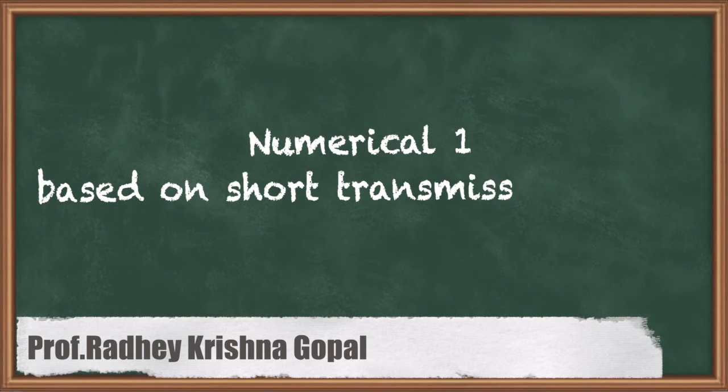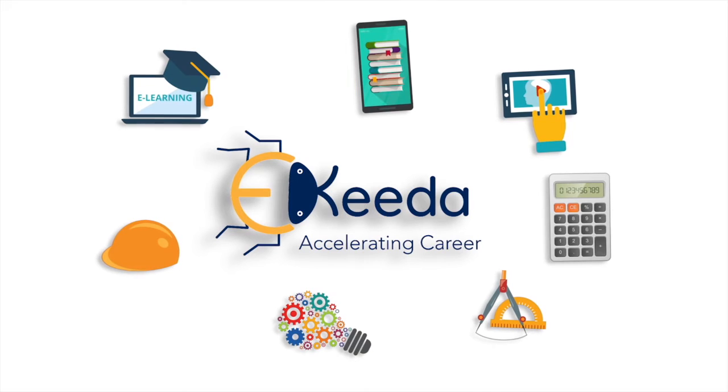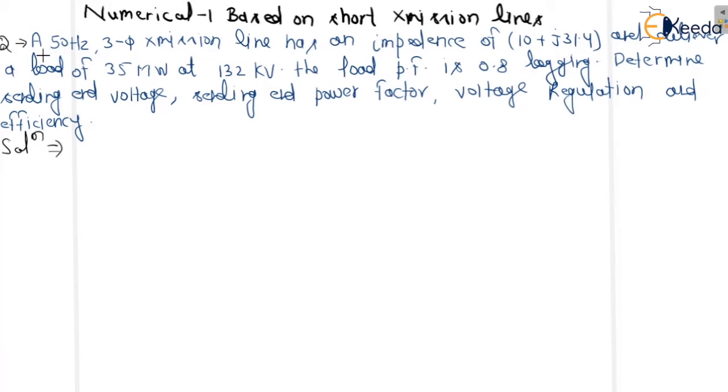Hello friends, now we are going to solve numerical number 1 based on short transmission line. The given question is: a 50 Hz 3-phase transmission line has an impedance of 10 + j31.4 and delivers a load of 35 megawatt at 132 kV. The load power factor is 0.8 lagging. Determine sending end voltage, sending end power factor, voltage regulation and efficiency.